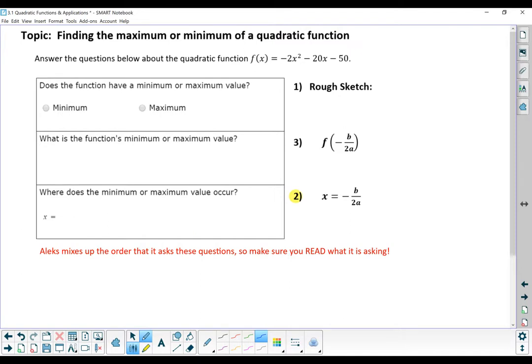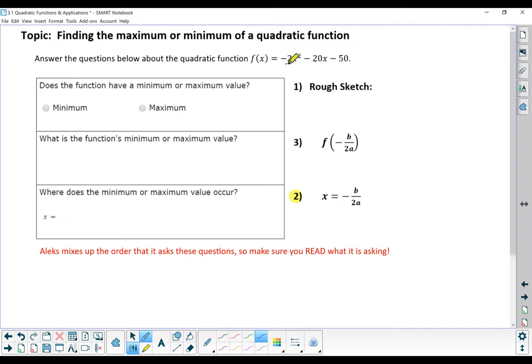Alex does sometimes scramble the order of these questions, so make sure you're reading what it's asking. It doesn't always go in this order. So the first thing you should do, regardless of the order of the questions, is do a rough sketch. And I know it seems silly, but people often accidentally pick the wrong one between min and max, because if you're just thinking, oh, it opens upward, sometimes you want to translate that into a max in your head. But if it opens upward, that's actually a min.